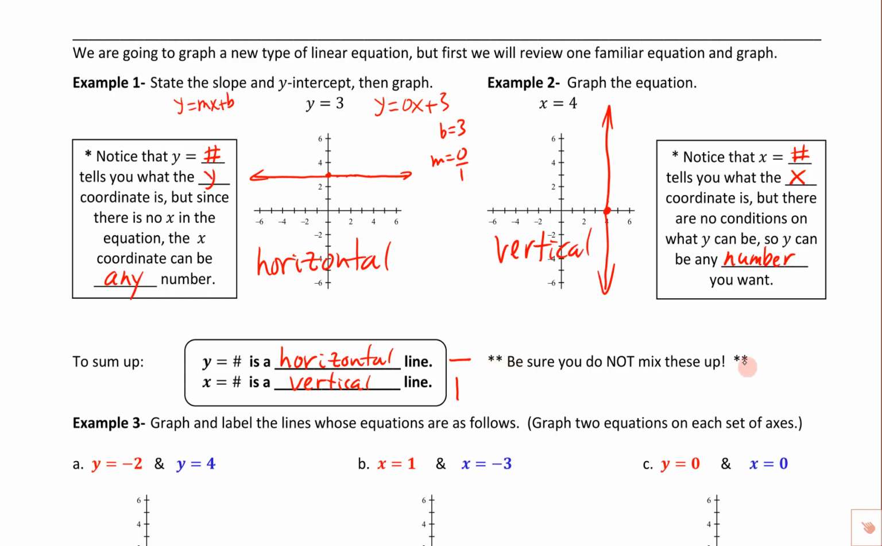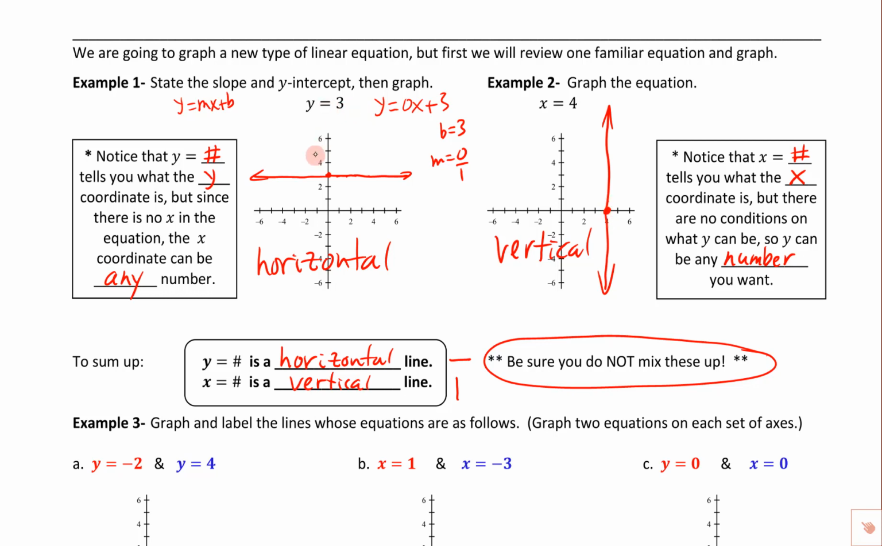Now I've got double asterisk by this. I am going to circle this, and I want you to circle this. Please don't mix those up. Most people get it in their head that when they see y equals a number or x equals a number, it's one of these, but a lot of times they mix this up and they think, oh, well, it's x equals a number, so that's got to be kind of like the x-axis. It's the exact opposite of that. It tells you where we are on the x-axis, so it's got to cross that axis.